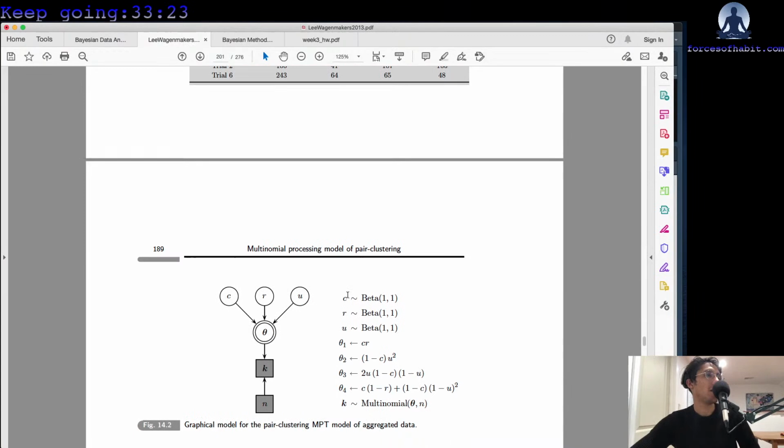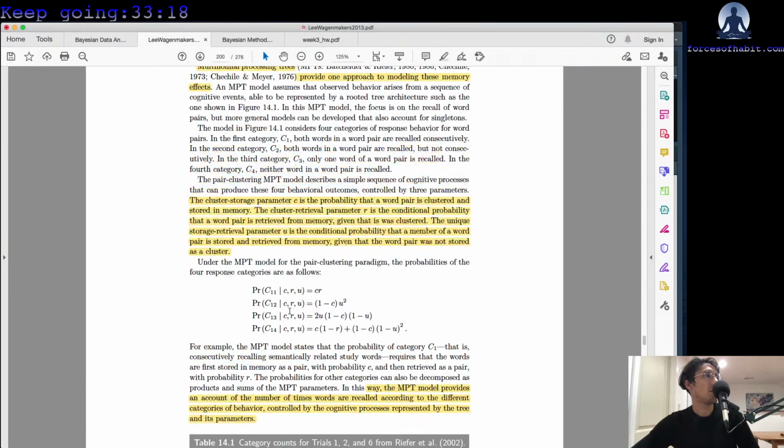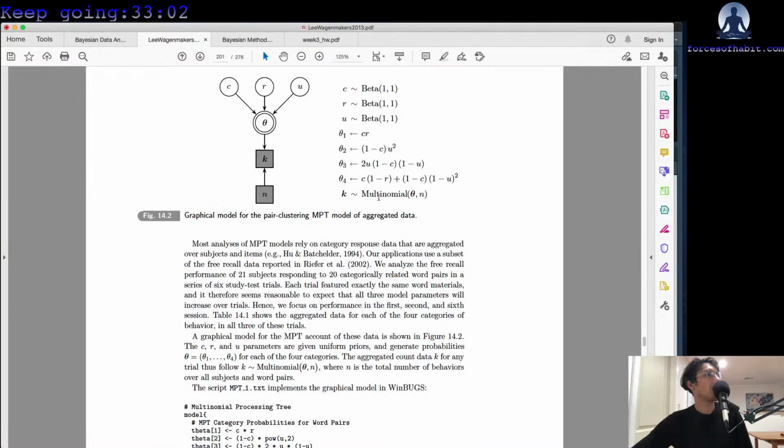Right, so this is just representing each of these four responses, or the probability of a category given these parameters. And we're drawing from a multinomial distribution, with K represented by each of these success rates and N the number of trials in total.